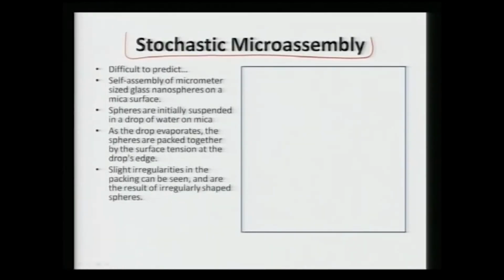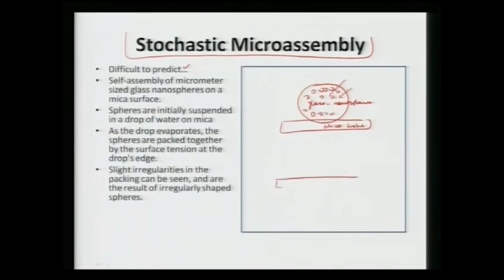Then the assembly can also be stochastic in nature, which means it is difficult to predict. So, if you take a particular mica surface and put a water droplet on it, and then we disperse some glass nanospheres, we have many glass spheres in the water droplet on the mica surface. We are depositing certain nanospheres of glass.